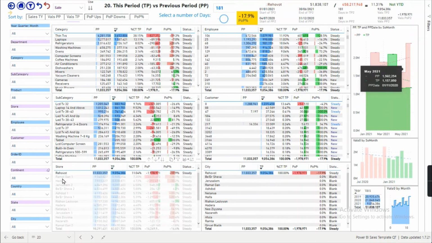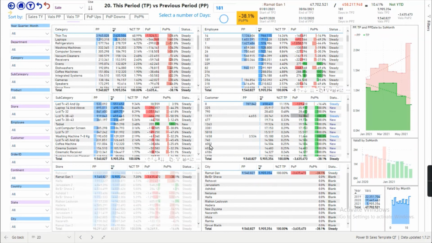And let's see the next one, that if you remember, Ramat Gan 1 was a big one, but is going down now. We can see, okay, and we see here it's way under the end of the last year, and it also has the problem of June.